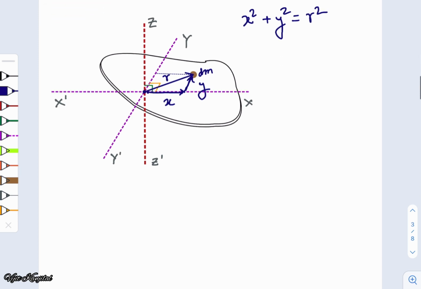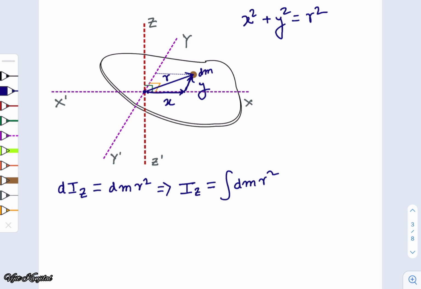Now, what is the moment of inertia of this elemental point mass with respect to the zz dash axis? Let's call this dIz. So it would be simply dm times r square. So what would be the total moment of inertia of this laminar body with respect to the zz dash axis? It would be simply the integral of dIz, that is, the integral of dm r square.